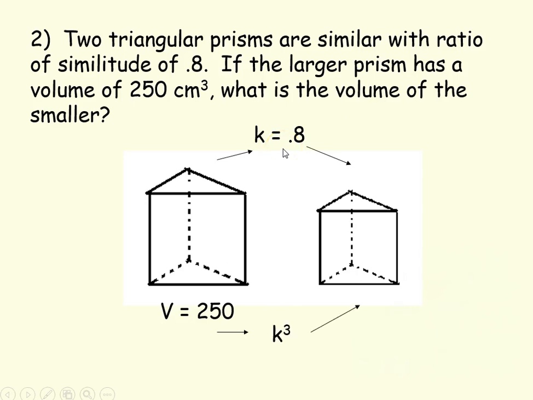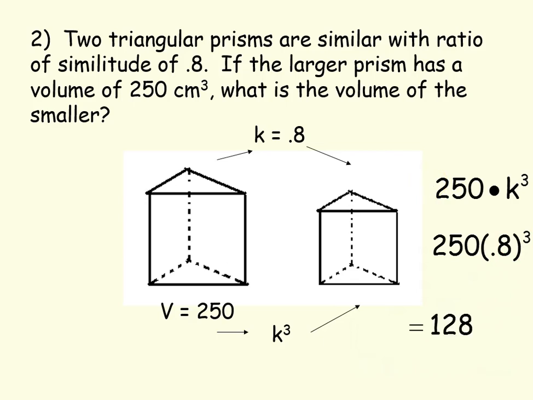So there's our volume of 250. We know that if we multiply this by K to the third power, 0.8, we should get the volume of the smaller one. So we're going to do 250 times K to the third. Why K to the third? Because it's volume. 250 times K to the third is 250 times 0.8 to the third power. Doing order of operations with 0.8 to the third power, and then multiplying that by 250 will give us 128, 128 centimeters cubed, for the sake of getting the units on there.